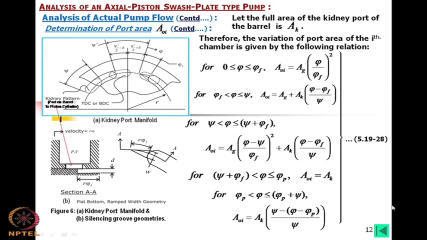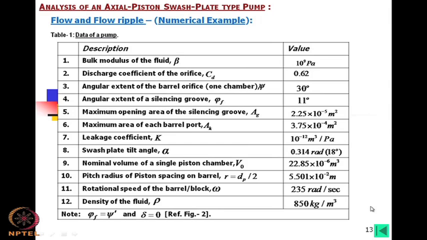These are simple geometric relations, but it needs practice. Okay. Then the pump which we have considered here, I have already shown earlier, but we consider the bulk modulus is 10 to the power 9 pascals and coefficient of discharge, irrespective of the size of the orifices, is 0.62, angular extent of the barrel orifice 30 degree and angular extent of the silencing groove is 11 degree.